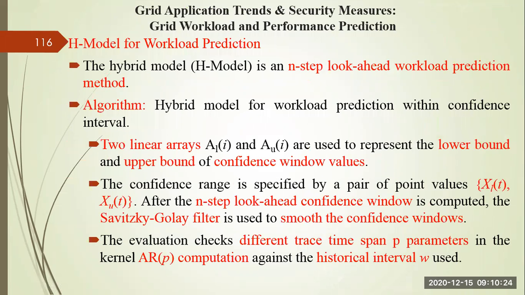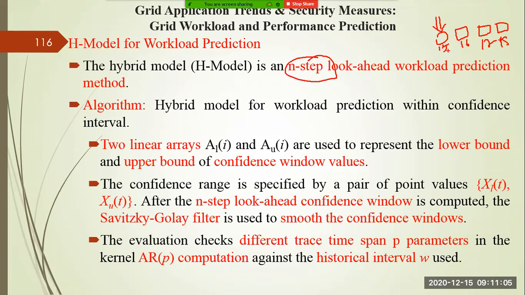The next method is a hybrid method, which is called the H method. It is an n-step look-ahead workload prediction method. It means if you are present at this position, it is going to tell you the next n steps. Suppose today I want to predict the temperature: from today's temperature, tomorrow's temperature, the day after tomorrow's temperature. Suppose today's date is 15, then you are predicting for 16, 17 and 18. That is, if the n-step look-ahead is 3, then you can predict for the next 3 days.